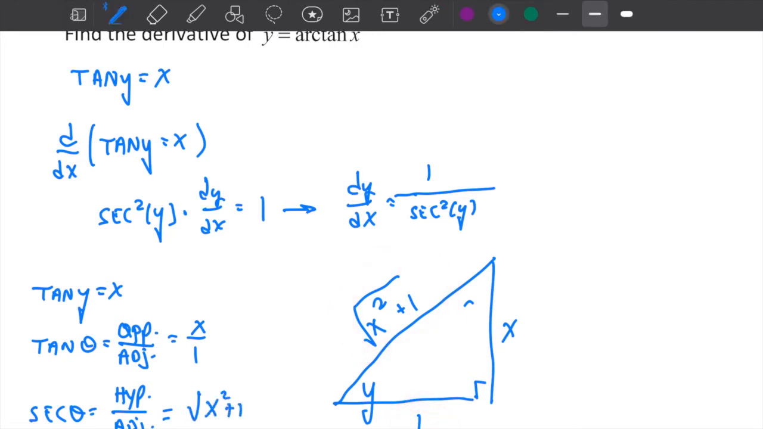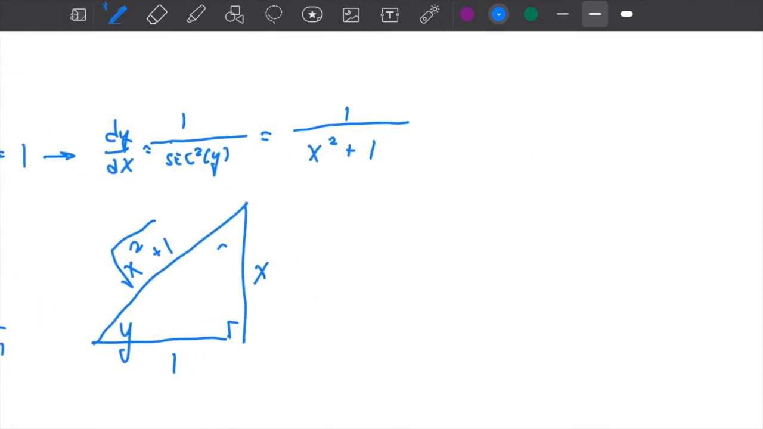Substituting that into our statement, where the derivative of arctan is 1 over secant squared of y, I'm going to substitute that in and square it. That gives us 1 over x squared plus 1. And so we have the derivative, d dx, of arctan x is equal to 1 over x squared plus 1.